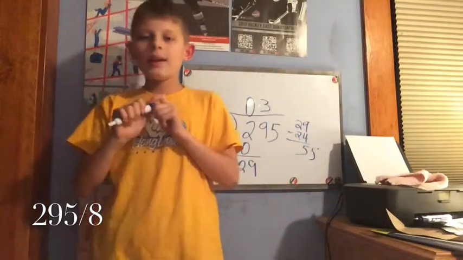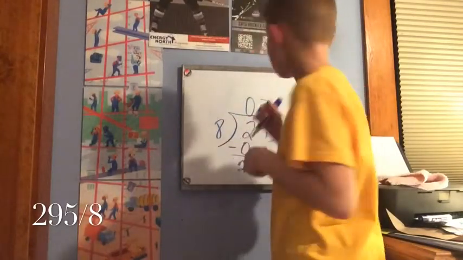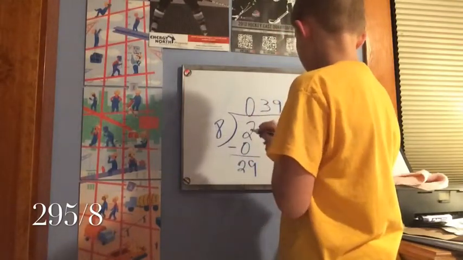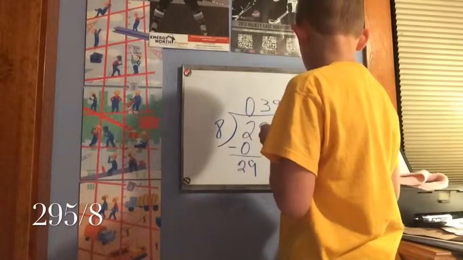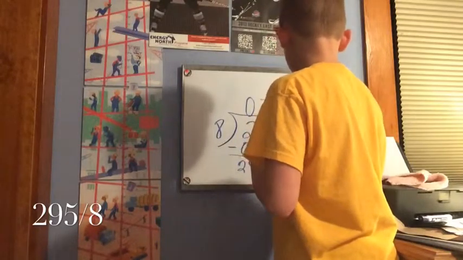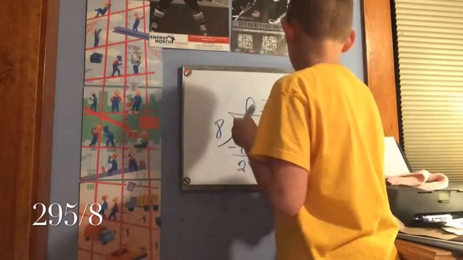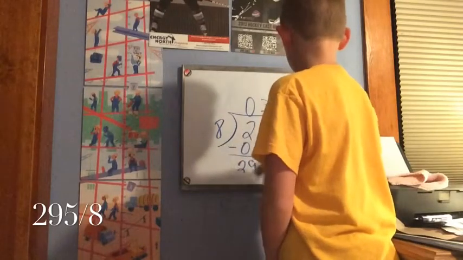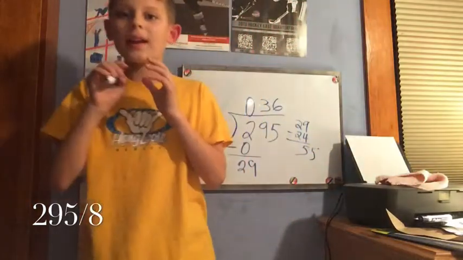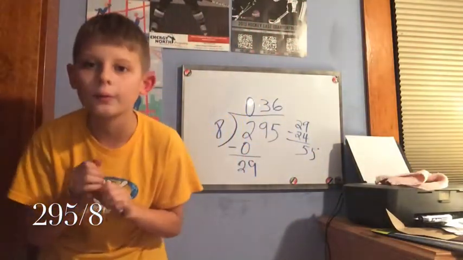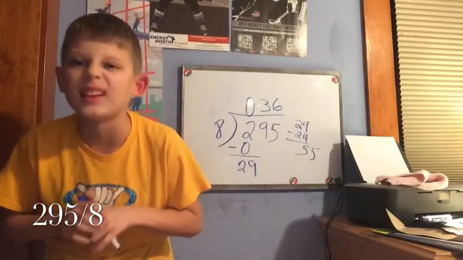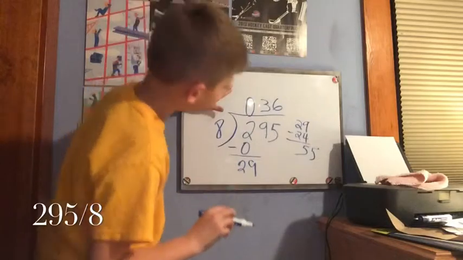Well, we know that 48 is 6 8's, and then 54, that's 9 8's. So we put a 9 here. 9 times 8 is 72, right? Hold on a minute. No, sorry, that's wrong. There's only 6 8's, because 6 times 8 is 48, and 48 plus 8 is 56. That's too high. So it's 6. And then 6 times 8 is 48.